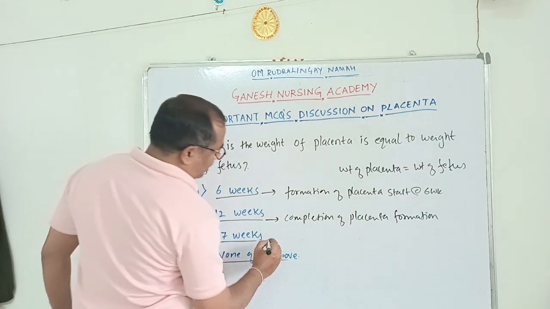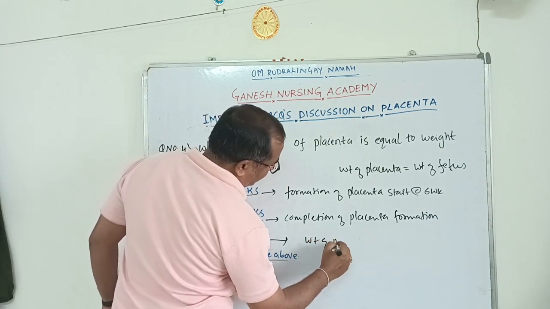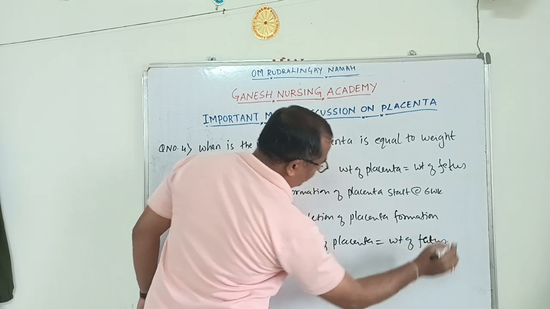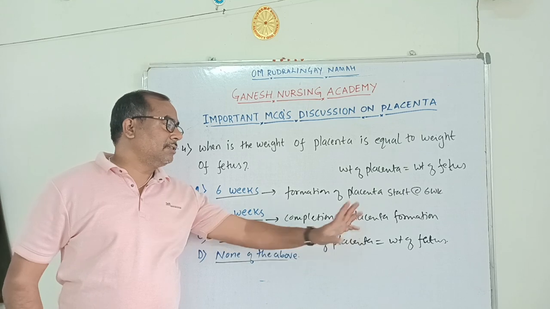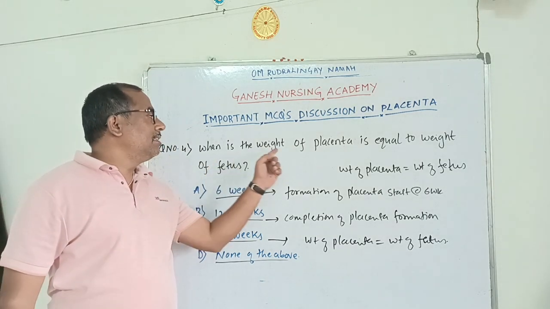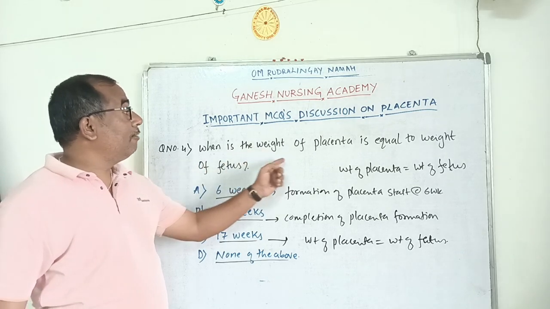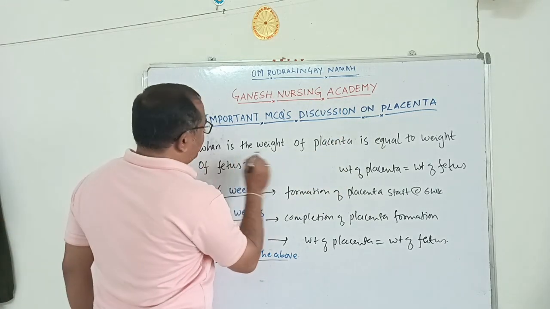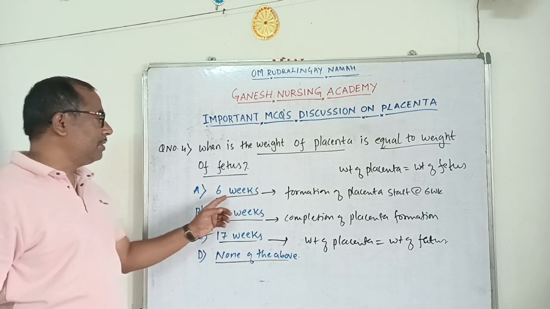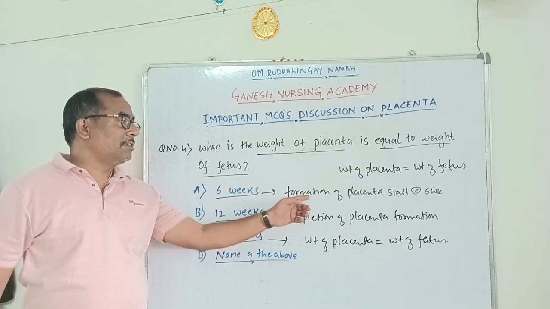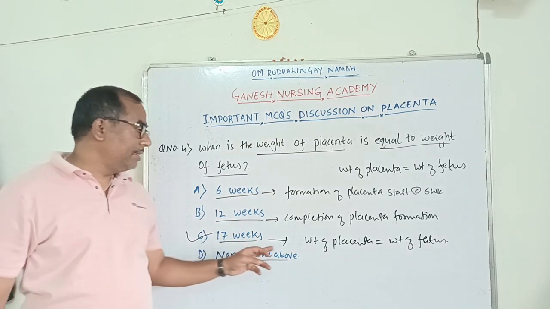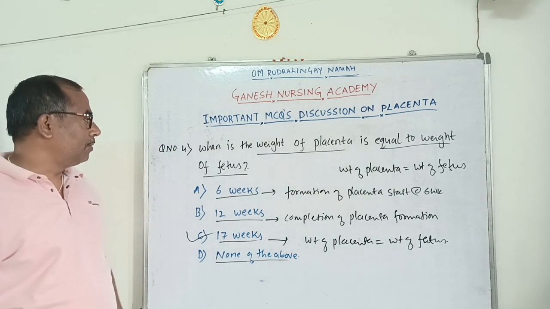And next, at 17 weeks, the weight of the placenta is equal to the weight of the fetus. So at 17 weeks of gestation, the weight of the placenta is equal to the weight of the fetus. Option D, none of the above, is not right. The answer is 17 weeks. At 6 weeks the onset of placenta formation occurs, the placenta is completely formed by 12 weeks, and at 17 weeks the weight of the placenta is equal to the weight of the fetus. Option D is a wrong option here.